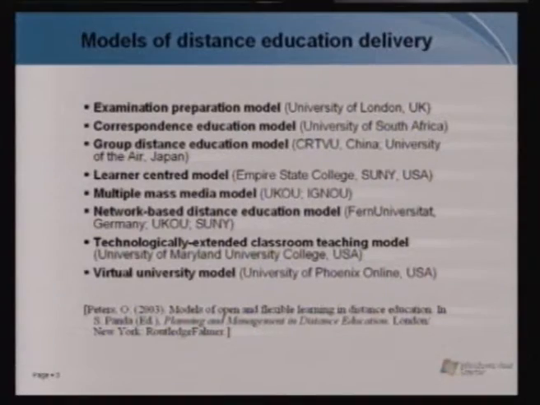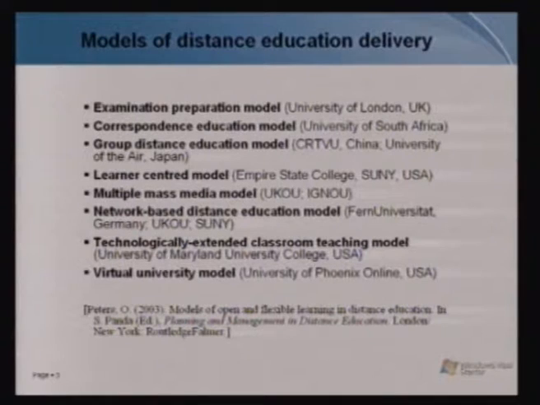In the second transparency, you see that there are different models of delivery of distance education. The examination preparation model, for instance, University of London, long back they started. The first one is the examination preparation model. The second is the correspondence education model. Third, the group distance education model. Fourth, the learner-centered model. Then the multiple mass media model, followed generally by the British Open University and the Indira Gandhi National Open University.